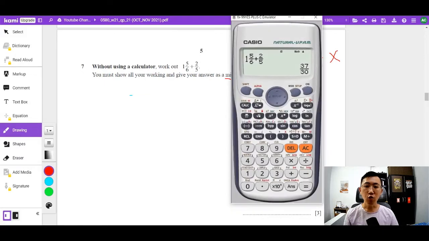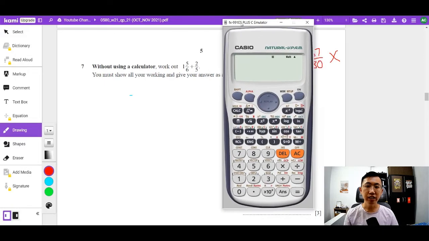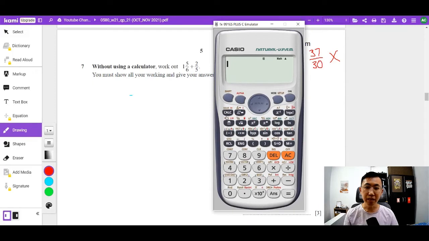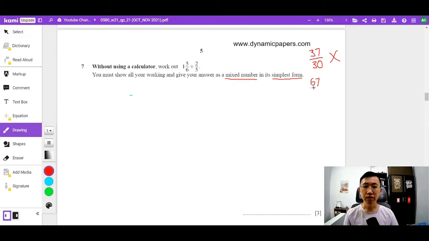So the correct way of typing in the calculator is actually like this. Now notice that there is actually a mixed number fraction on top. You need to click shift followed by this button. Now only then do you get to type the mixed number in. So let's type 1 5/6. So this is supposed to be the correct way. Plus, now fraction, click on this button, 2/5. Just to prove to you that the answer is going to be different, 67/30. This is the correct answer, but it's not in mixed number yet. Remember, we have to report in mixed number.